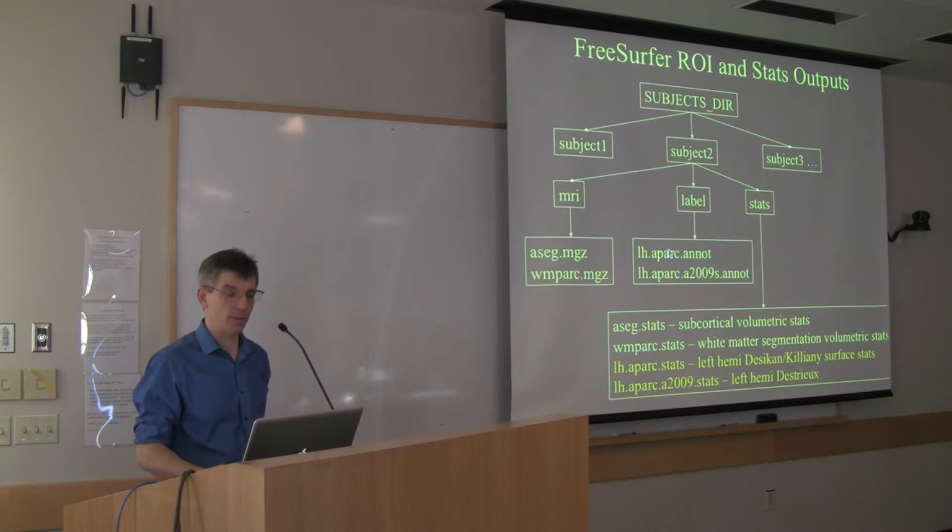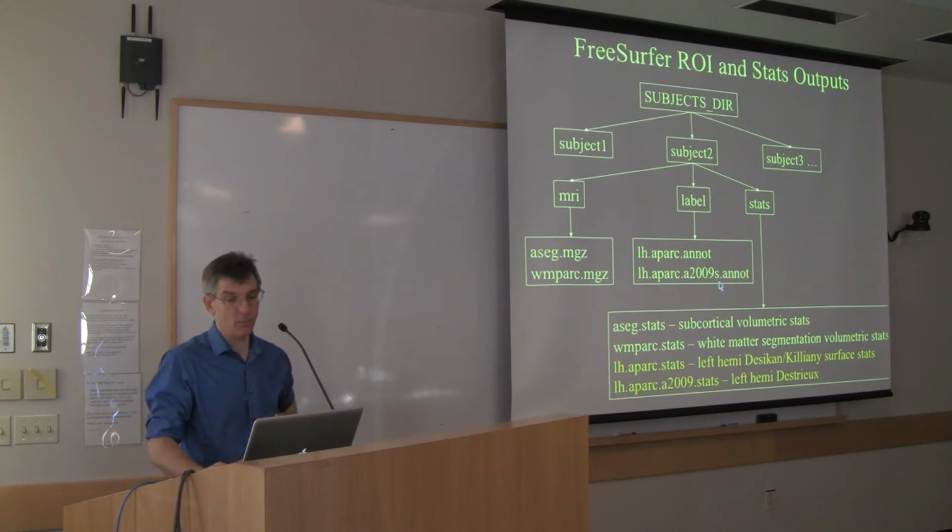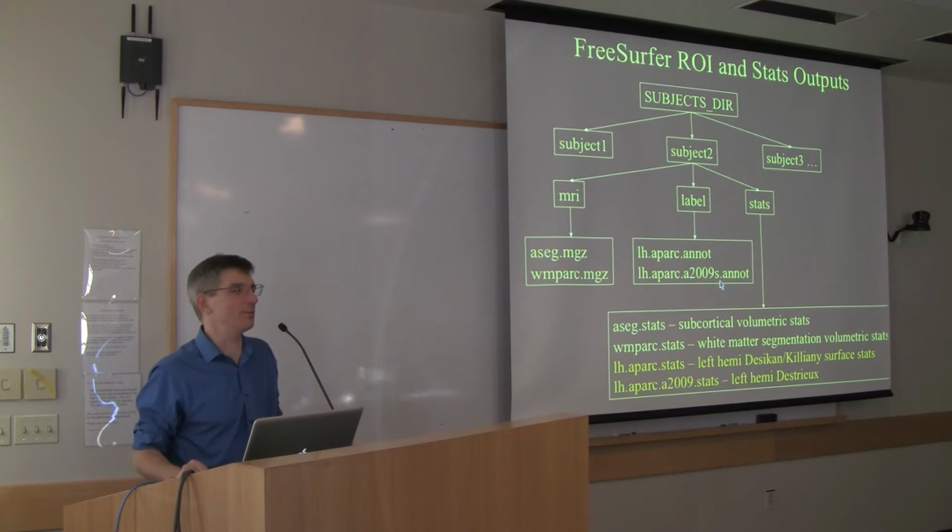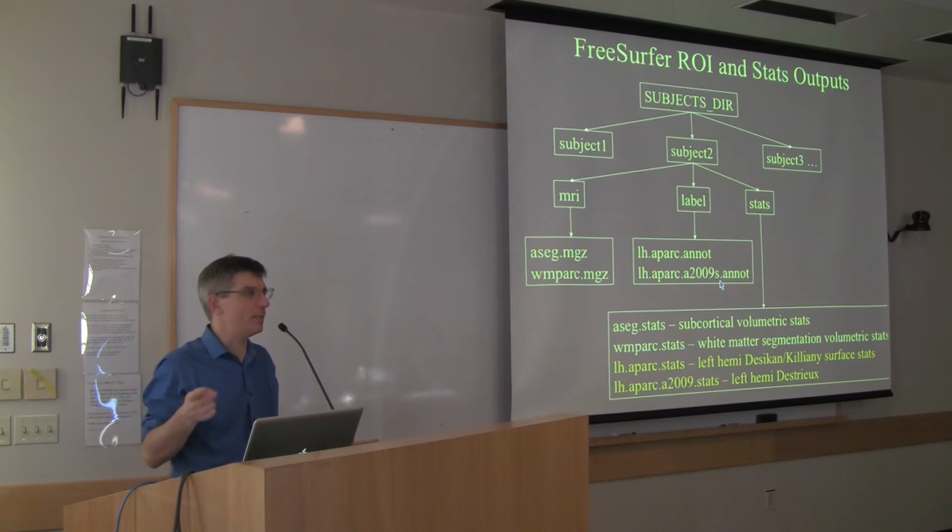In label, you have the aparc, which is the Desikan-Killiany atlas. And you have the aparc.a2009s, which is the Destrieux atlas. You know, this is what I mean, that you have all these different names for different things, and they all kind of are similar, but you have to know what each one of these names means.